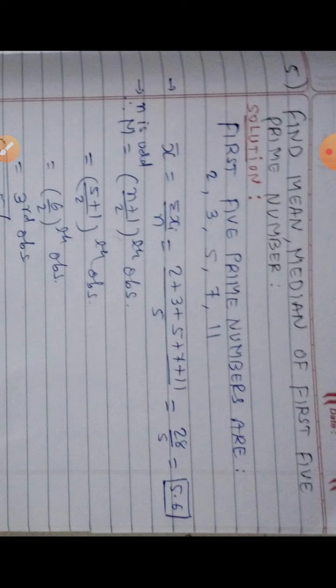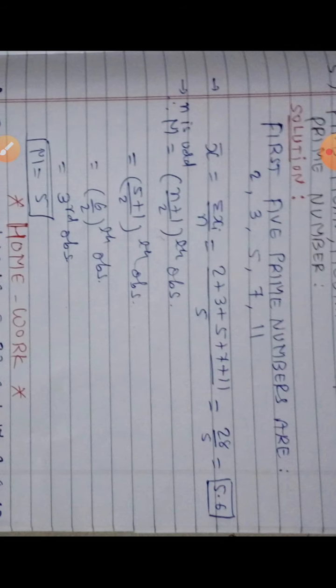Now median. For median, these numbers are already arranged. Observations are already in an arranged way, so no need to arrange again. Now n is odd. Why? n equals 5, 5 observations, so odd. So use the first formula of median, (n plus 1) by 2th observation. Place the value of n: 5 plus 1 by 2 means 6 by 2 means third observation. Which one is the third number? 5. Which observation lies there? 5. So the median becomes 5.